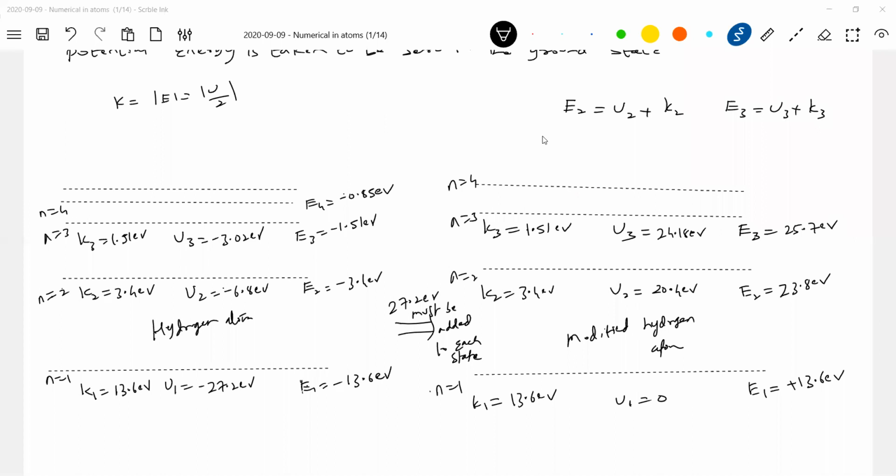Sir, I want to make potential energy 0 in the first excited state. Then you add 6.8 to each state. So in which state you want to make potential energy 0, that much energy should be added. This is a method. Got it?